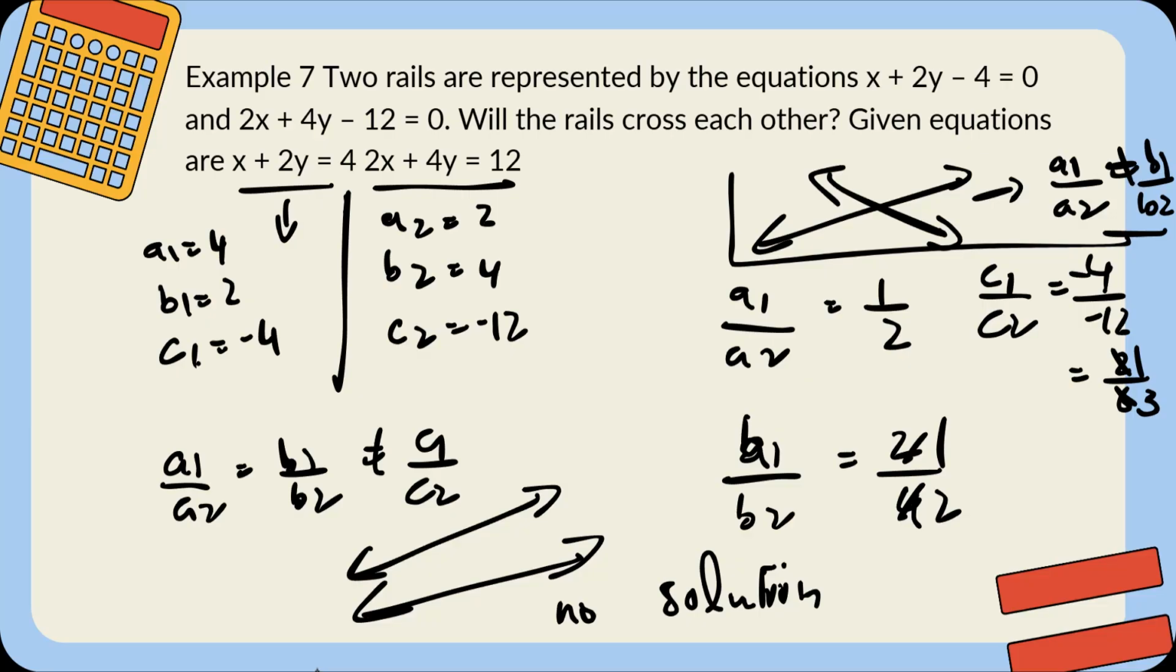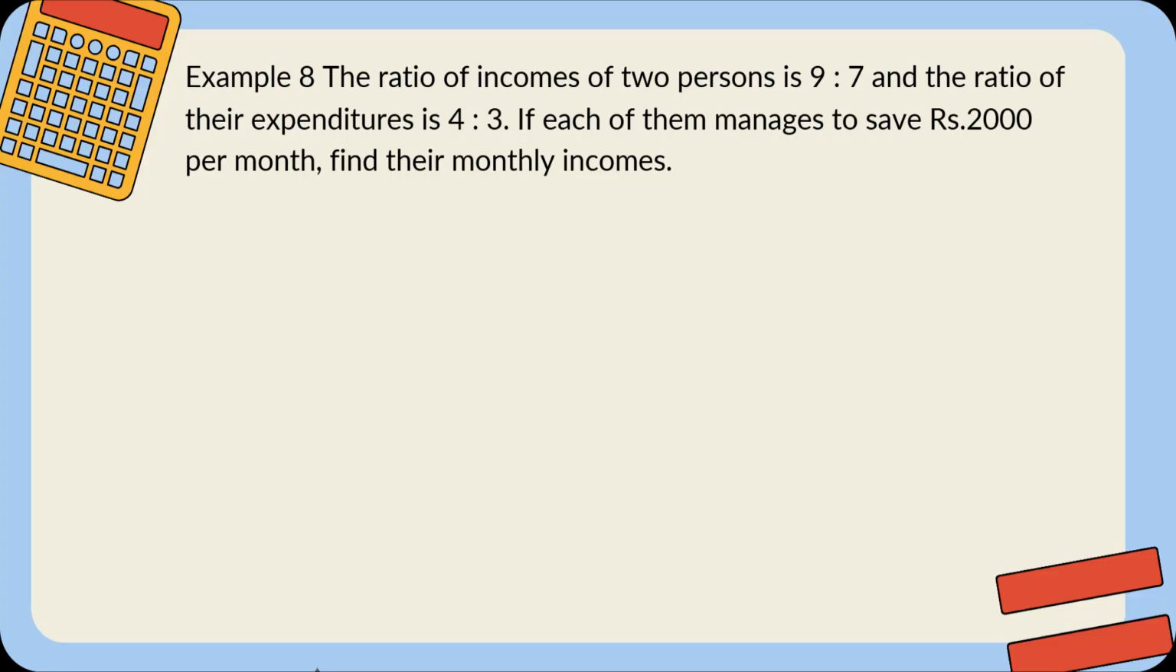Here there is no solution, they would not cross each other, the lines are parallel. The next question: the ratio of incomes of two persons is 9:7 and the ratio of the expenditure is 4:3. If each of them manages to save rupees 2000 per month, find their monthly incomes.